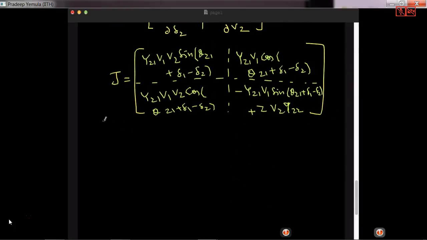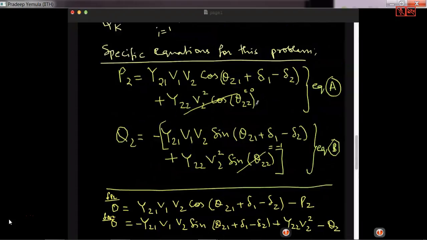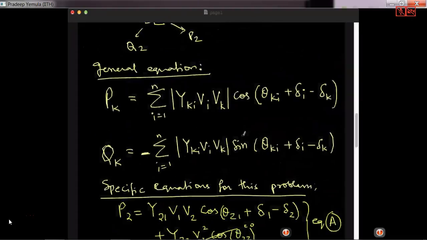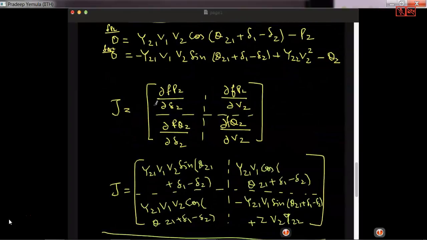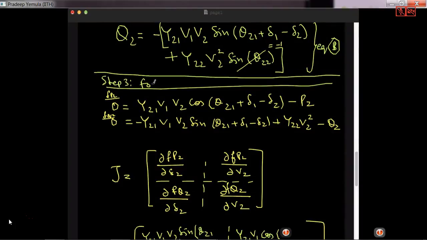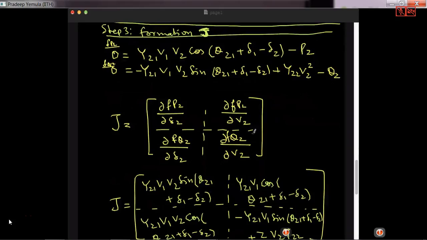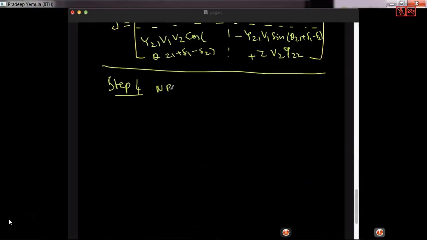Now how to do Newton-Raphson? Once this is done, you can now use a step. By the way, I stopped counting steps. So this is step 2, and let's call this step 3: formation of Jacobian matrix J. And once we have J, step 4 is nothing but your Newton-Raphson iterations.